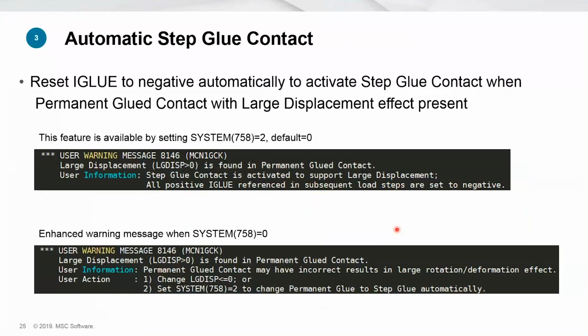Next is the automatic step glue contact. If you set the I glue to negative, it automatically activates the step glue contact when the permanent glue contact with large displacement effect is present. There is a Nastran system cell 758, and then you can set different values for it in order to specify the step glue contact.